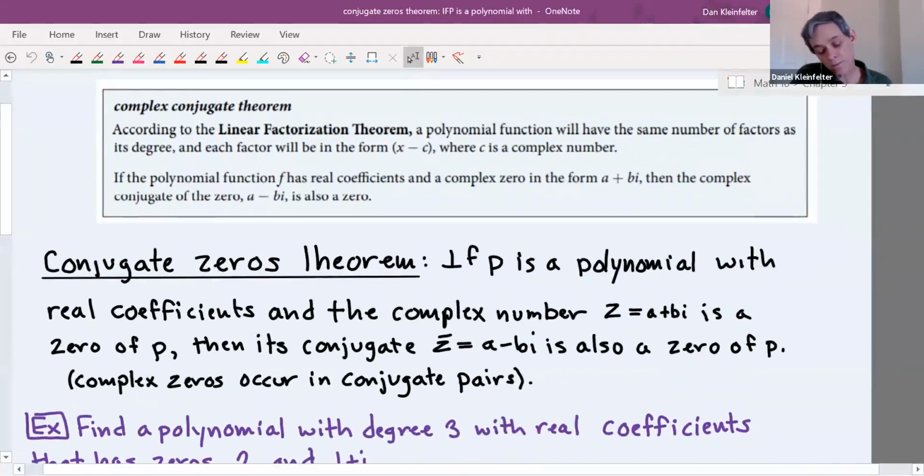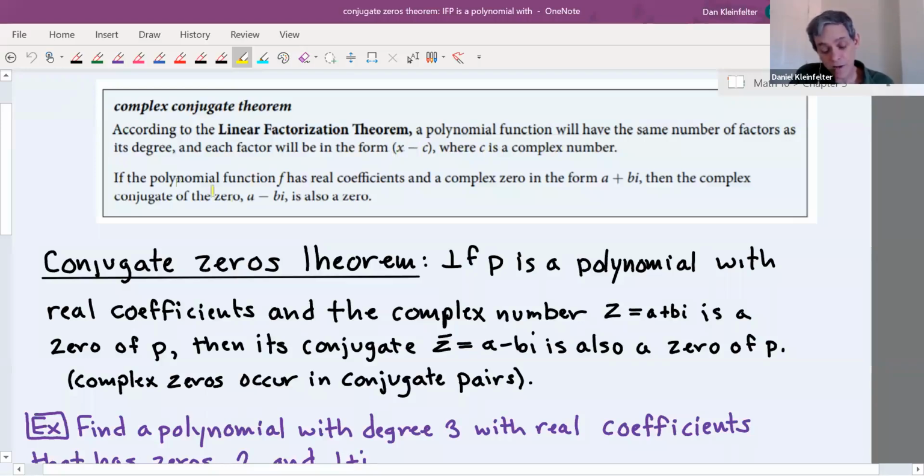So let's take a look. According to the linear factorization theorem, a polynomial function will have the same number of factors as its degree. What that means is like your quadratic functions, they're degree 2. When you factor them, you get 2 linear factors. If you have a degree 3 polynomial, you're going to get 3 linear factors, and so on. Each factor is going to be of the form x minus c, where c is a complex number.